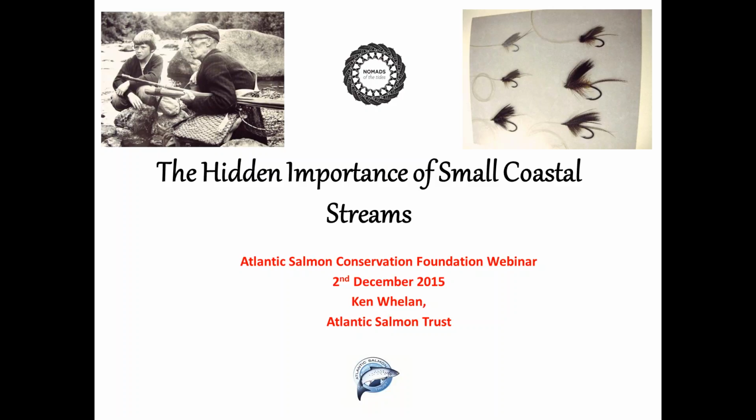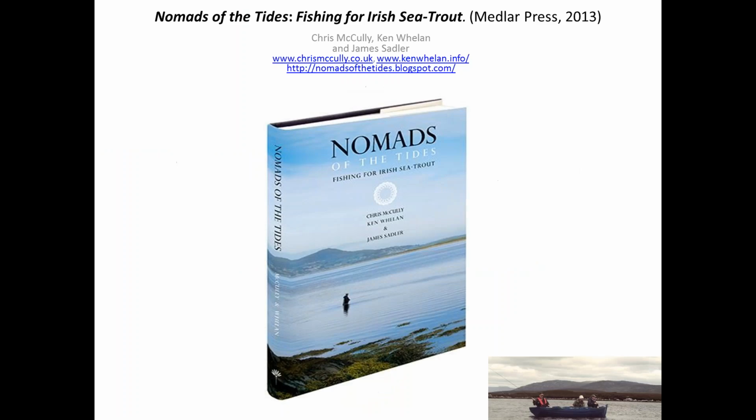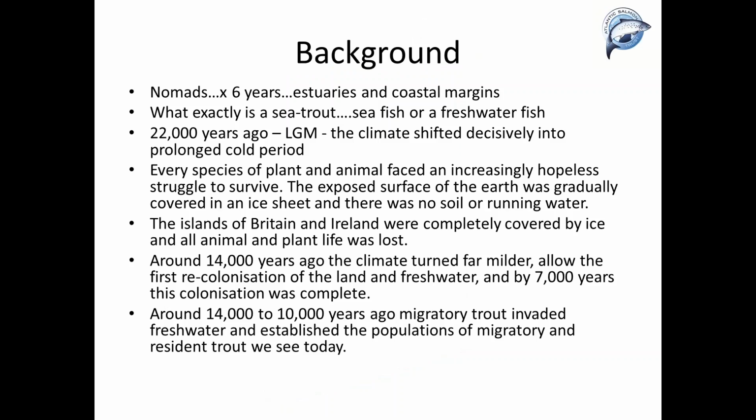We're going to talk a little bit today about the hidden importance of small coastal streams. You might be wondering why I became interested over the last decade or so in these tiny bodies of water. It's probably mostly down to the fact that over a period of 4 or 5 years, my friend Chris McCulley and I spent a lot of time fishing around the coast of Ireland, primarily for the lovely fish that we have here in Britain and Ireland called the sea trout. The sea trout is a brown trout with a silver coat, and we'll get on to that in a little while. But certainly, as we moved around these estuaries and coastal margins, we became absolutely fascinated with this fish.